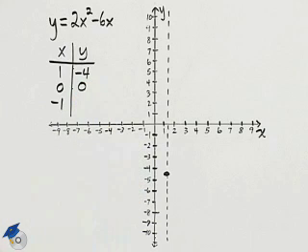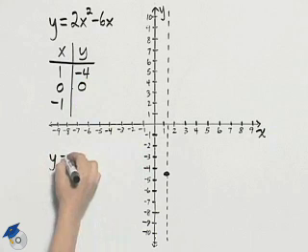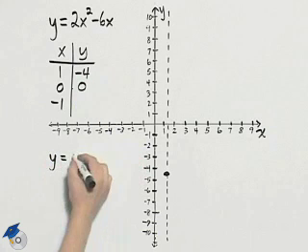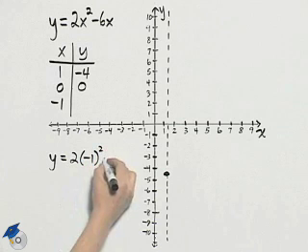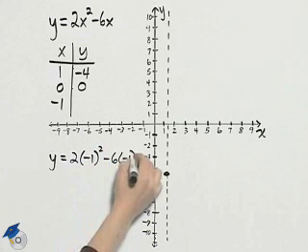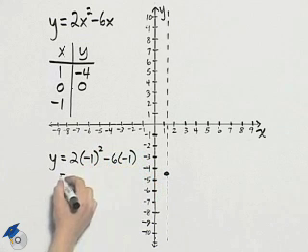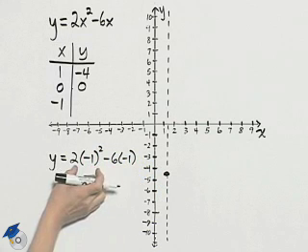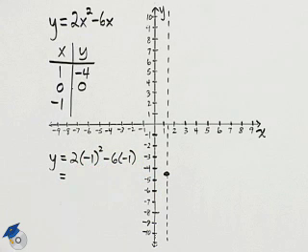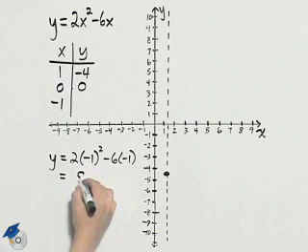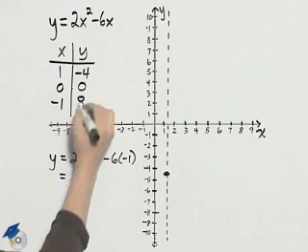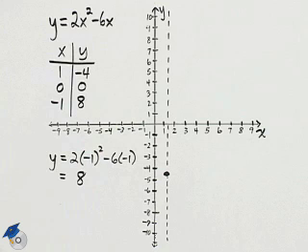And finally, we'll find the y coordinate when x is -1. So we'll have 2 times -1 squared minus 6 times -1. In this case, we'll have 2 times -1 squared, which is 2, minus a -6, which is plus 6. So 2 plus 6 is 8. So when x is -1, y is 8.